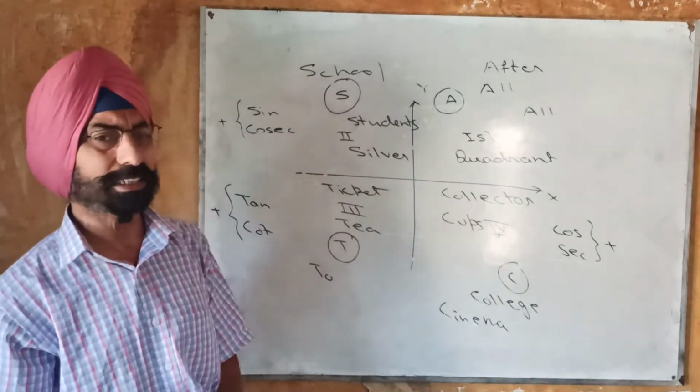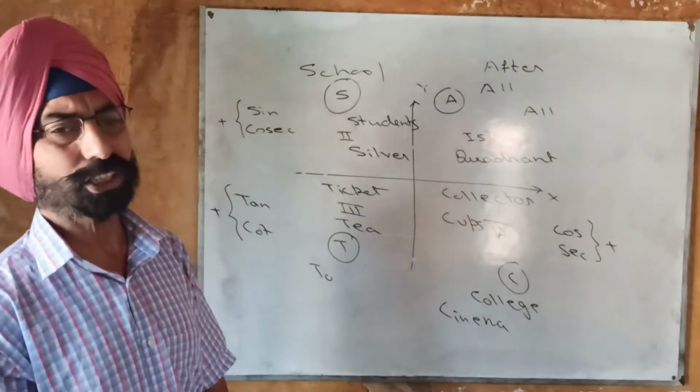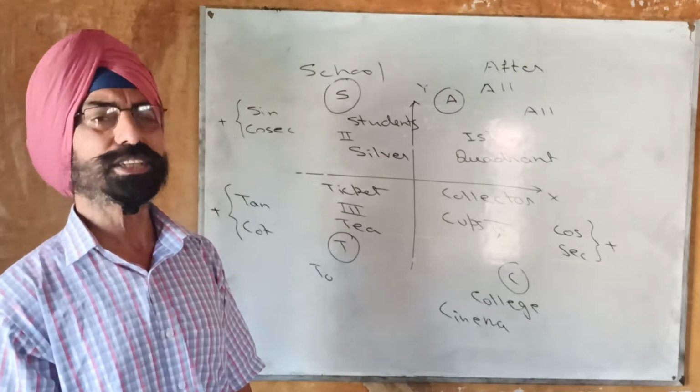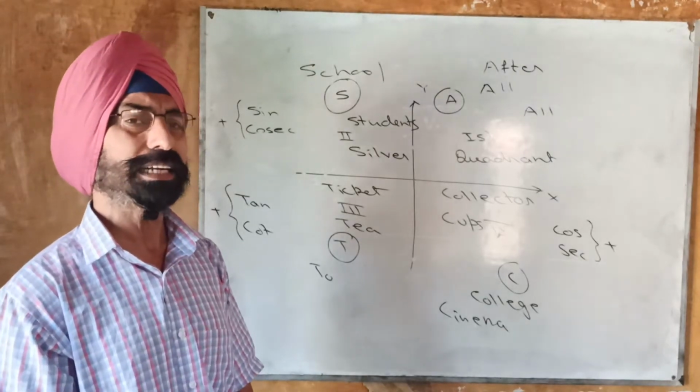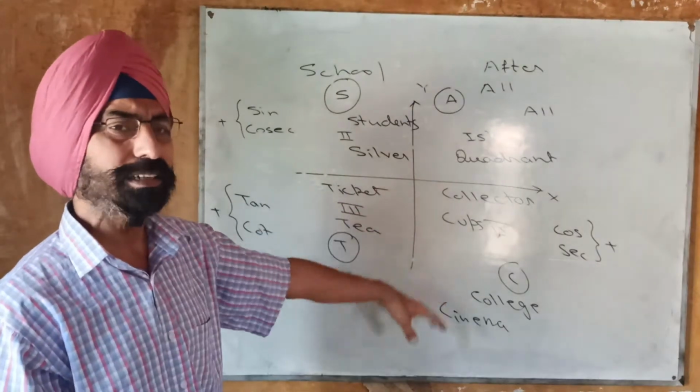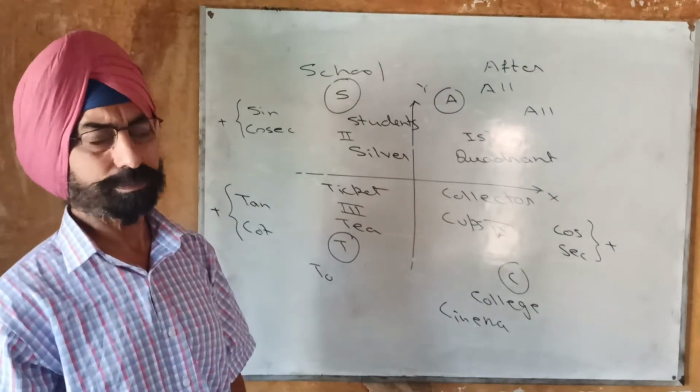So this is the method to keep in mind which of the trigonometric functions are positive in which quadrants and which of the trigonometric functions are negative. So this is the trick, this is the method. And now one more thing.